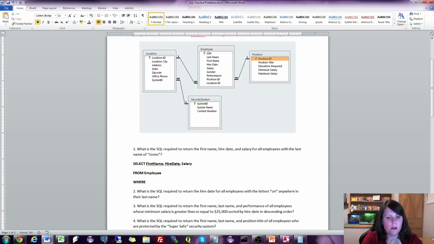But I do have a where clause. I need to know with the last name of Jones. So where last name equals Jones, in quotes like that.